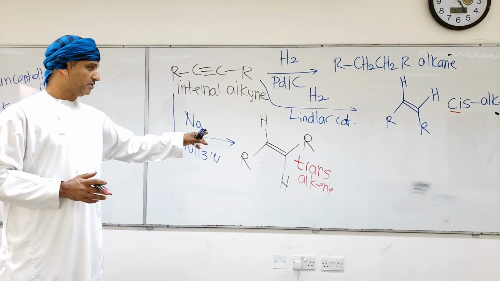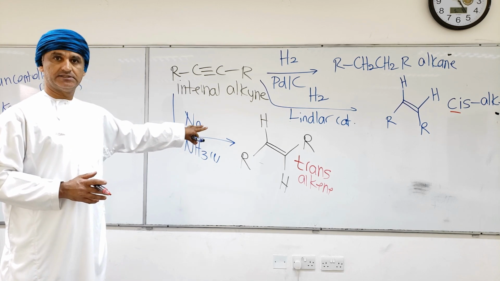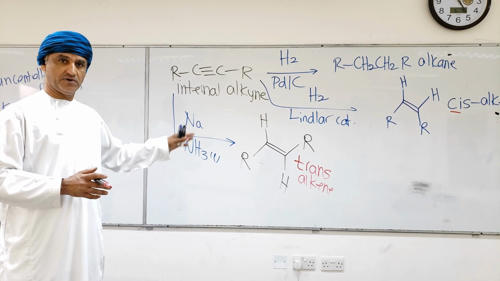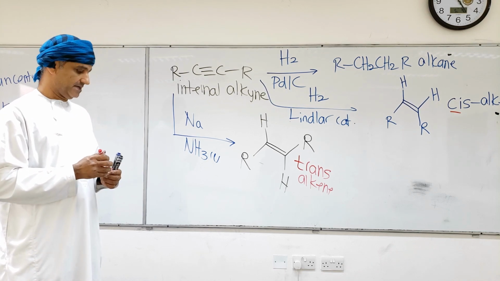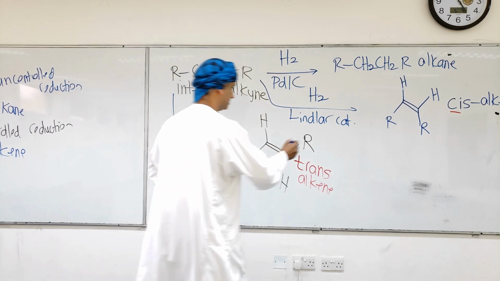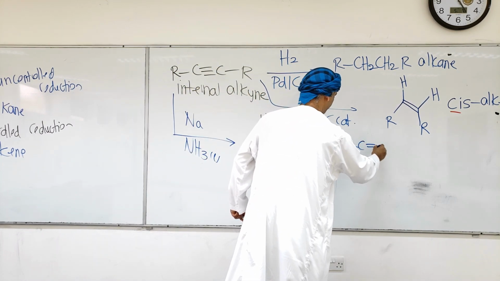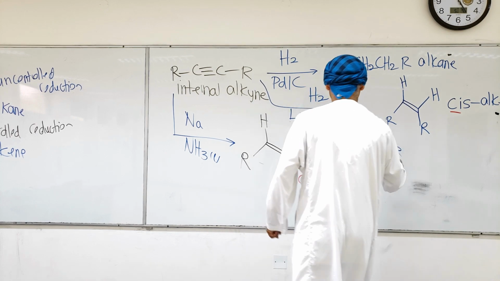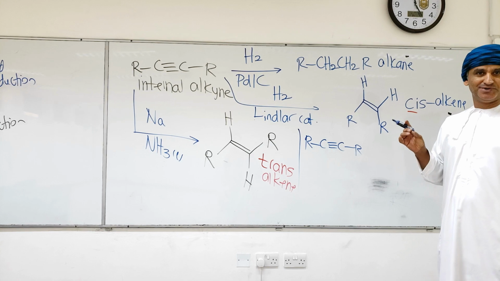So now we will explain how this reaction takes place generally. So let's try to do a curly arrow mechanism. So let's just do that. If we have a carbon, this is the internal alkyne.